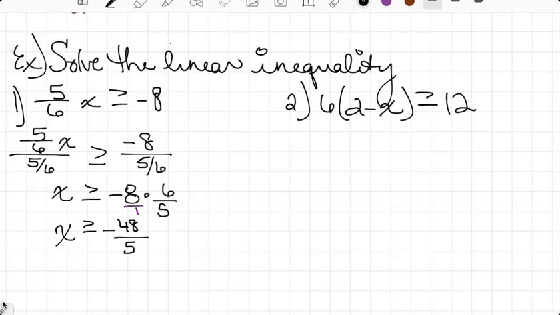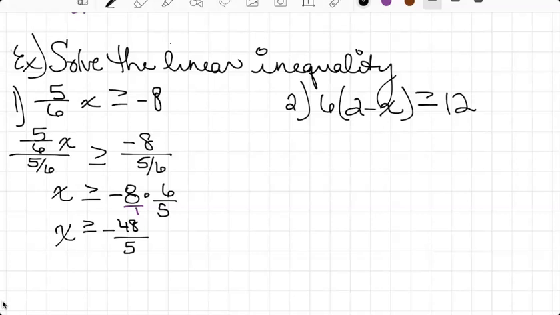If I need to write my answer as a mixed number, so if the directions on the problem say to write the answer as a mixed number, then I divide the 5 into the 48 to get a 9. So I'll have a negative 9 wholes, and the remainder will be 3, so it'll be 3/5, so negative 9 and 3/5. But most of the time, the improper fraction is what we're looking for, so I'm going to leave my answer like that.